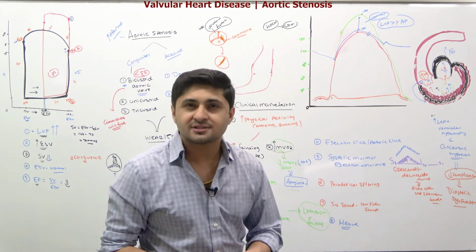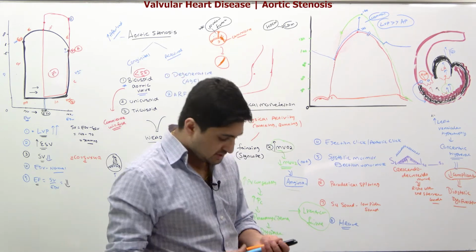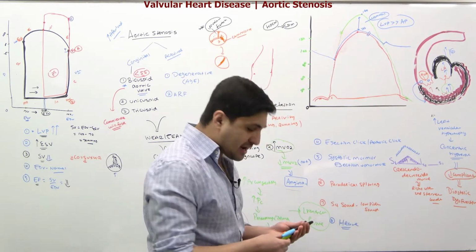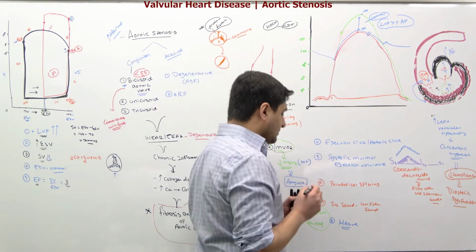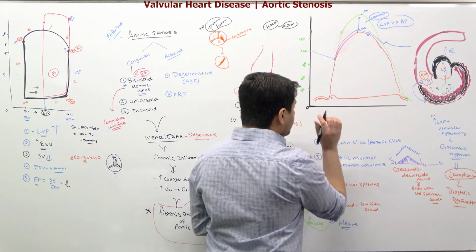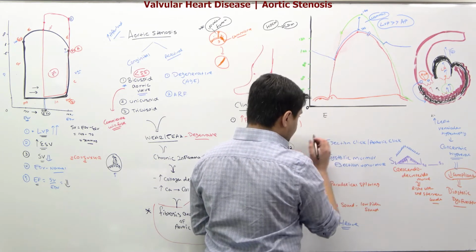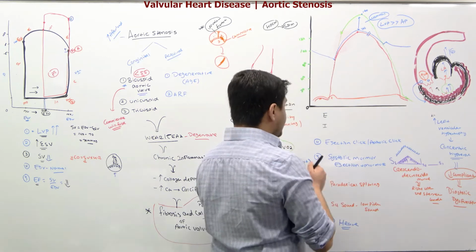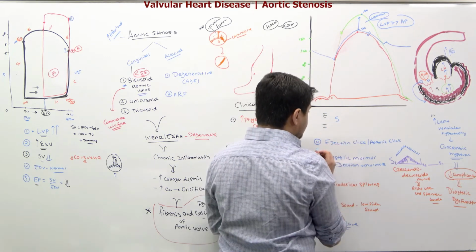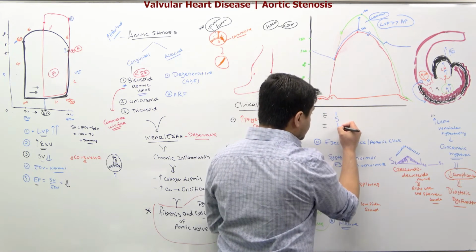Now let's talk about what paradoxical and reverse splitting is, okay? And for that, I have to tell you guys about the physiological splitting. This is what you have to remember here. I'll make this expiration, right? And I'll make this inspiration, right? Now, first is your S1 sound, right? Let's make this S1 sound. This is S1, this is S1, right?